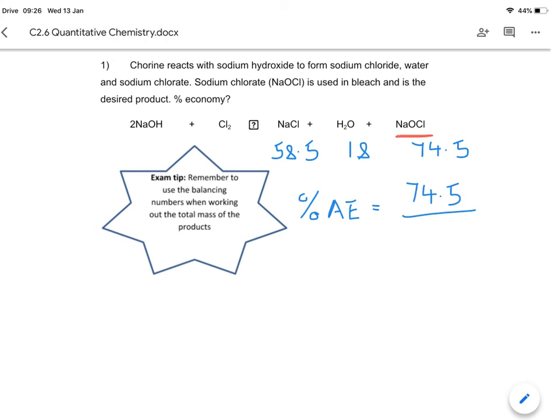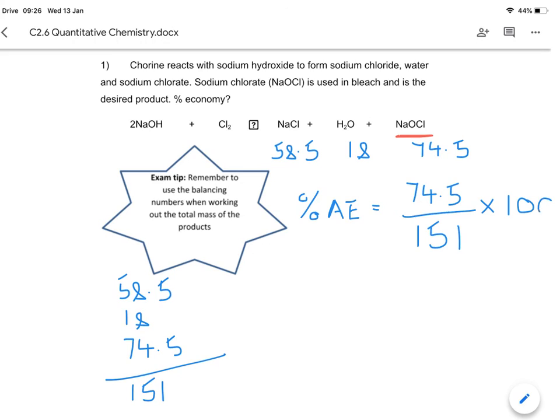divided by the total mass of all the products. So I've got to go and I've got to make a total of 58.5, 18 and 74.5. When I total that up, I find that it totals up to 151. Then I go back to my atom economy equation, and the bottom line I pop the mass of all the products. I'm working out a percentage, so multiply the whole thing by 100, and the atom economy works out at 49.34%. And it's a good idea always to give your answers to 2 decimal places unless the question states otherwise.